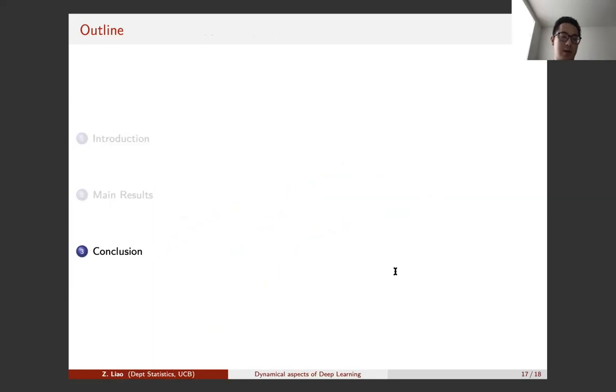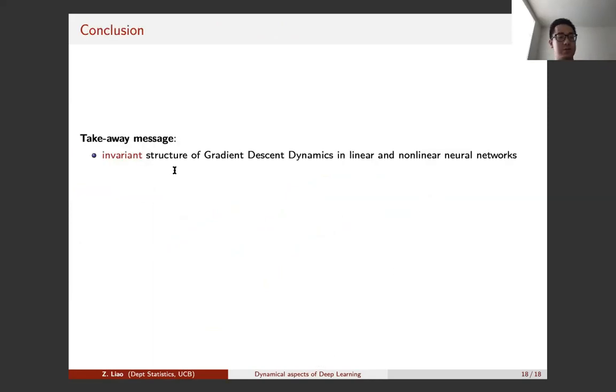Okay, here comes our conclusion. The takeaway message: there are very particular invariant structures in the gradient descent dynamics of linear neural networks. In particular, in the linear case, we specify its invariance of the matrices difference, but there are similar invariant structures in nonlinear neural networks as well, though those invariant structures are somehow weaker.